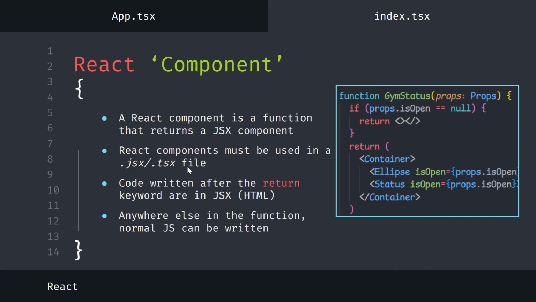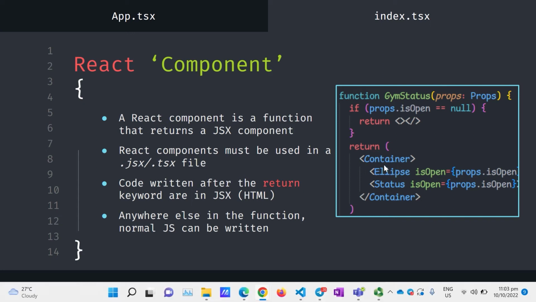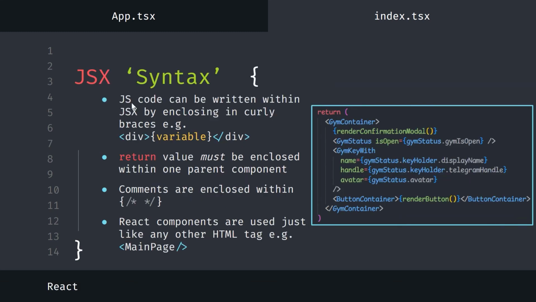Yeah, .tsx is for TypeScript. Then code written after the return keyword is all in JSX, and anywhere else in the function, normal JavaScript can be written. JSX syntax is almost the same as HTML. It's just that in addition to HTML, you can also write JavaScript code in it by encapsulating it within curly braces over here.